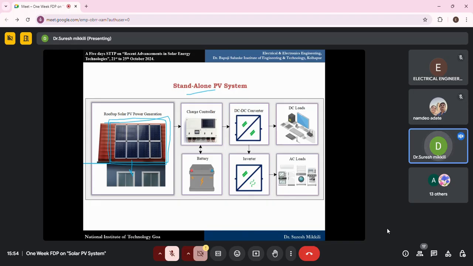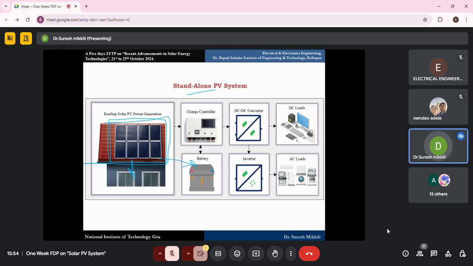To avoid that, in standalone systems it is mandatory to have batteries. Compared to grid connected PV systems, in standalone systems it is mandatory to have a battery. Why? When there is an excess amount of power in the morning, the battery gets charged during the morning times, and some amount of power will be utilized.